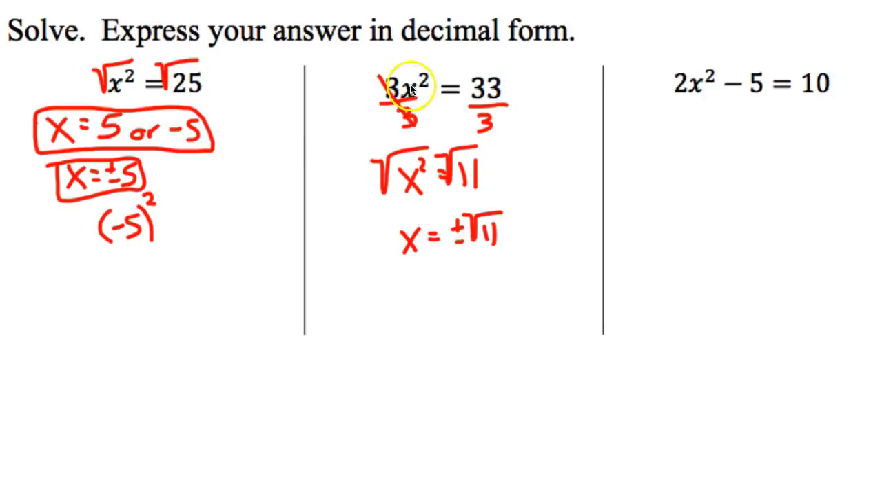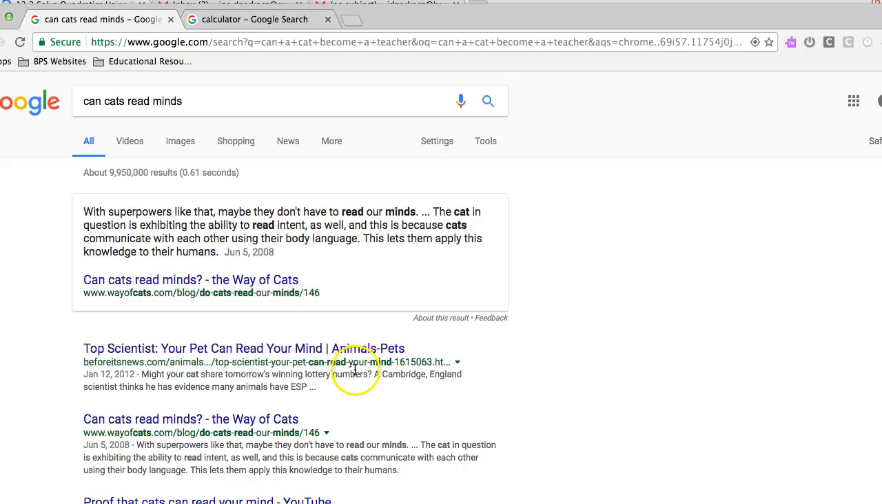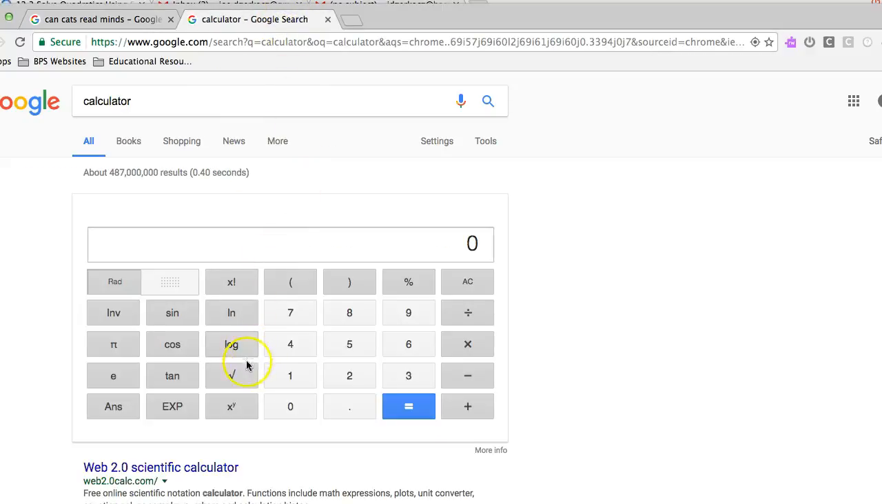So this is an answer, but the directions say leave it in decimal form, and round to the nearest 100th. That's 2 decimal points. So I'm going to put this in the calculator. X equals, let me get my calculator. Oh, that's the wrong one. Alright, so we want the square root of 11. And I said round to the nearest 100th, that's 2 decimal points. So we got 1, 2 right there.